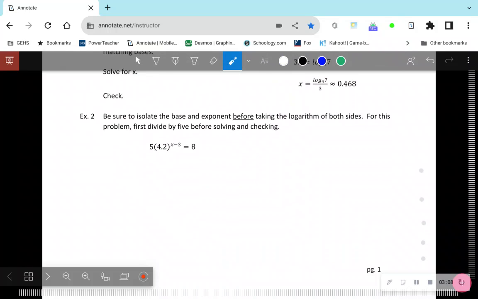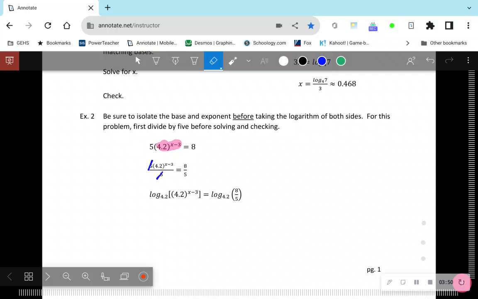Okay, on the other side, on example 2, we've got to get rid of the 5 that's in front here. It's in the way of this base and exponent. So the part we're trying to isolate is that base and that exponent. And in this case, we'll have to divide both sides by 5 to start out with, which gives you a fraction. Not very convenient, but you can see that by dividing by 5 and dividing by 5, I've got my base and exponent isolated. Then you take log base 4.2 on both sides.